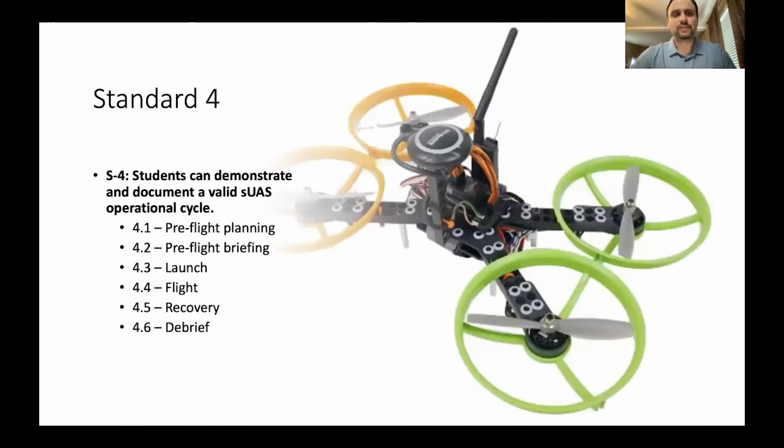Standard 4. Students can demonstrate and operate a valid drone operational cycle. So this is kind of building on the other one. So this is everything for flight, from pre-flight to end flight to debriefing from the flight. So you were told to do something. What did you do before you started flying your drone? You flew your drone, you got back, what did you do with it? And then how'd you talk about it? And what did you tell people after you were done?